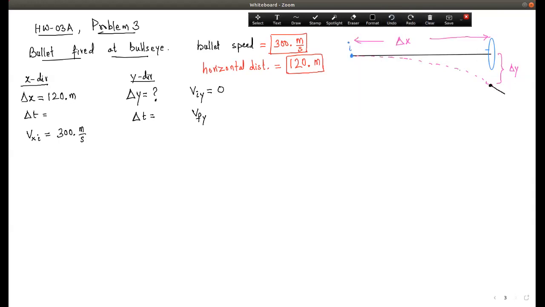So that's V final. It has both a horizontal and a vertical component. The horizontal component will be exactly 300 meters per second. It has not changed, but the vertical component was 0 initially. It has gained some, but we don't know how much, so that remains unknown. And acceleration in the y direction is falling under gravity. There is no air resistance, so it's minus 9.8 meters per second squared.